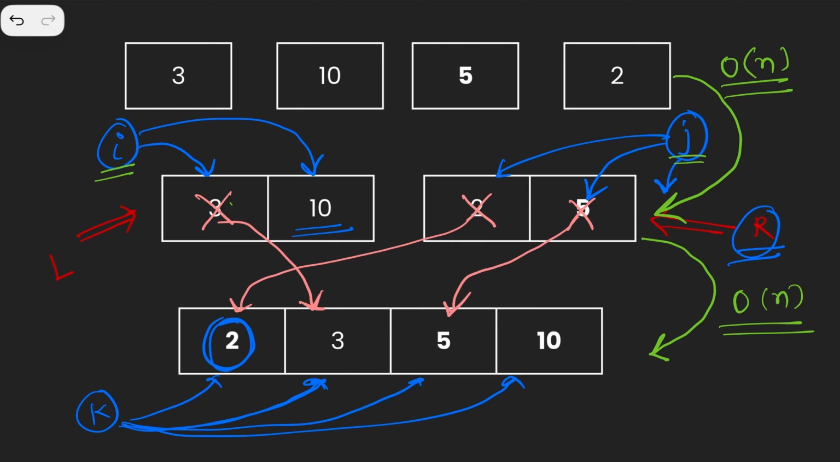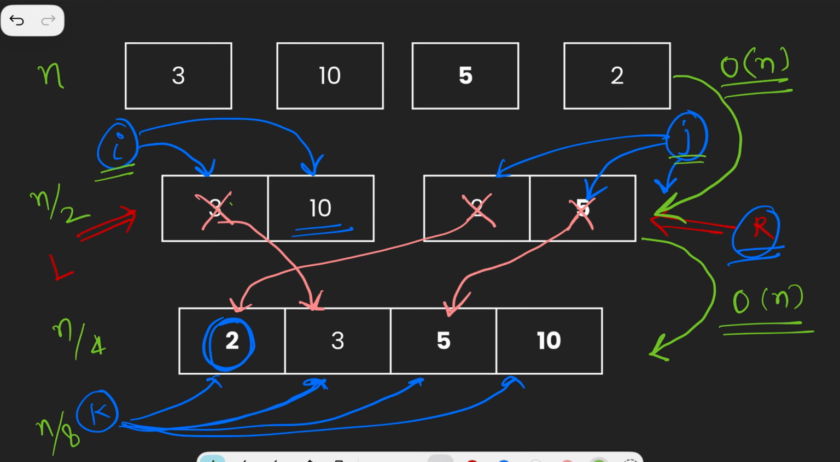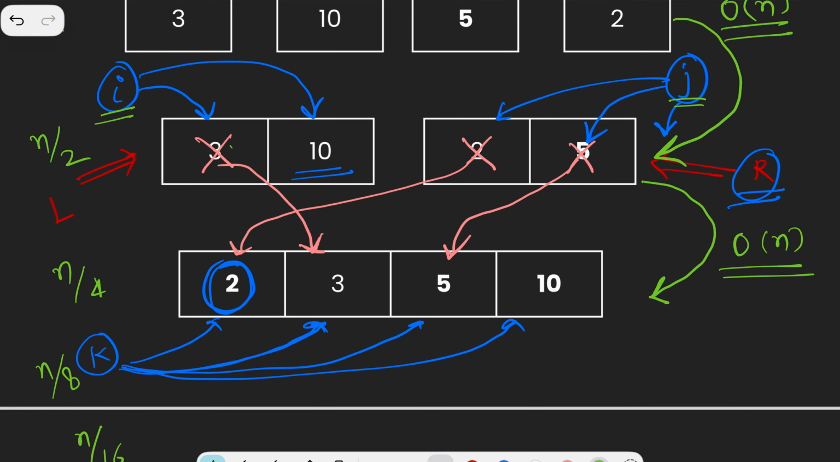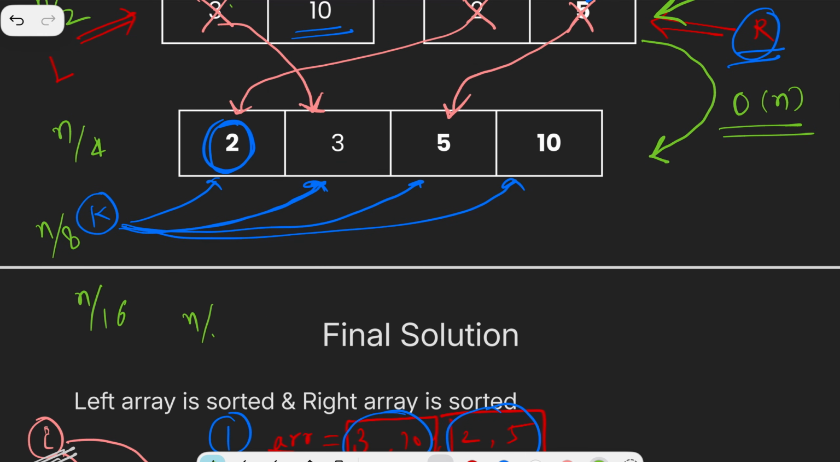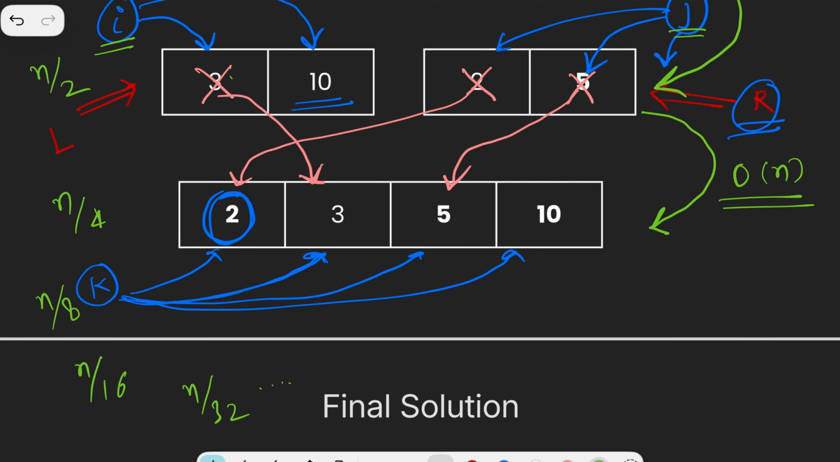So now the question is, how many steps will be there? Look at this. You have an array here, you have n by 2 arrays here, and you have n by 4 arrays here. Likewise, you will have n by 8 arrays here. After that, you will have n by 16 arrays. After that, you will have n by 32 arrays. And we will do this till we reach 1. That means we start from n, we divide it by 2, again we divide it by 2, again we divide it by 2, till we reach 1.